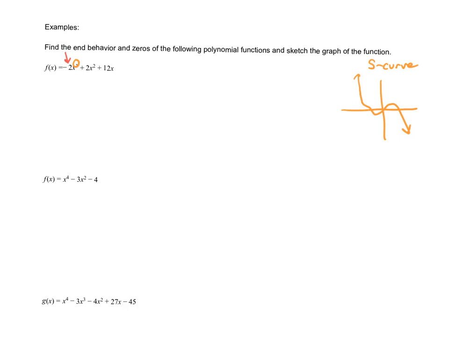So now that we have kind of a sketch, we know our end behavior. As x goes off to infinity, so as x goes this way, the f of x value is going down in this case, because you can see the y values go down. And as x goes to negative infinity, so as you go this way, the f of x values are going up. So that's our end behavior.